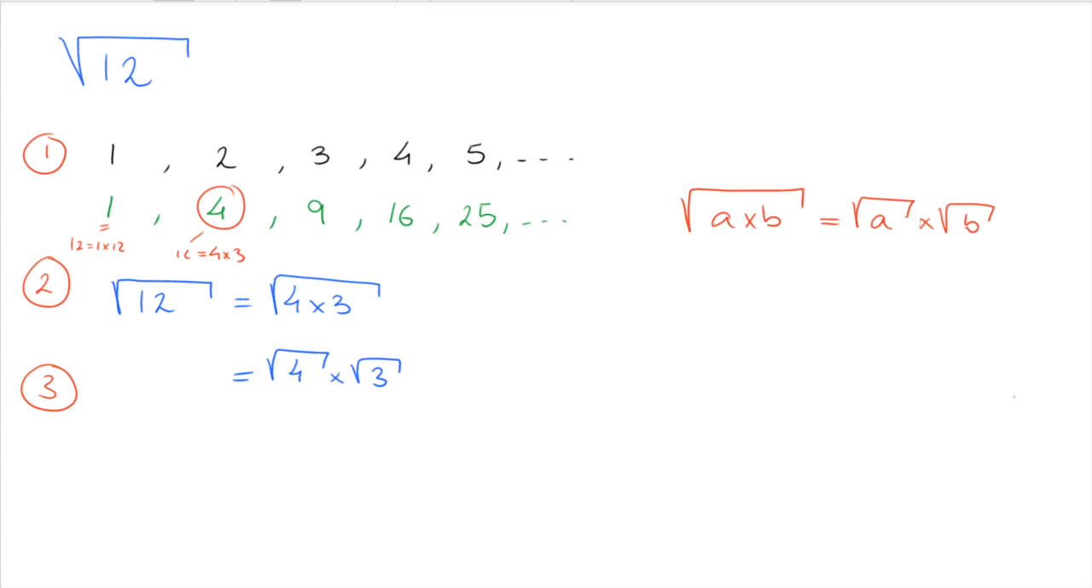And now we can simplify. The square root of 4 is 2, and we have that in our list of whole numbers and square numbers. Since 2 squared was 4, the square root of 4 is 2. And so we can go ahead now and just write that this equals 2 times the square root of 3. And we write our final answer as the square root of 12 is equal to 2 root 3. And we're done. We've just simplified the square root of 12. Let's look at another example.